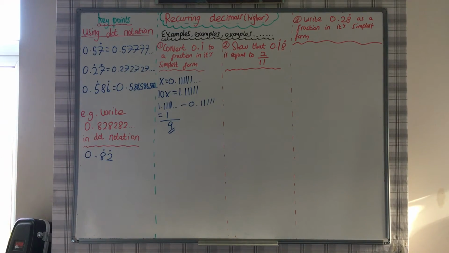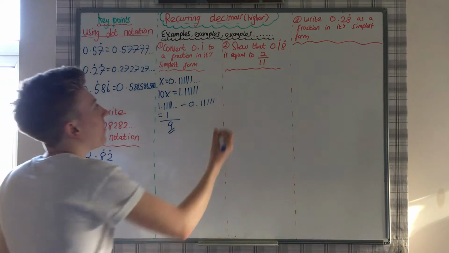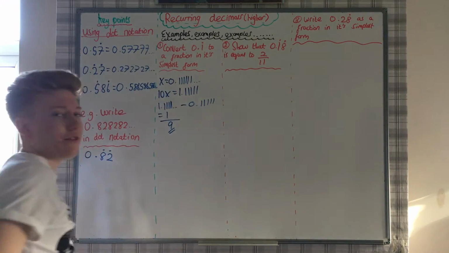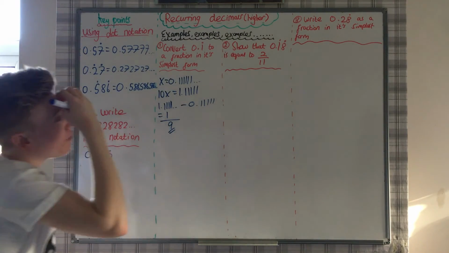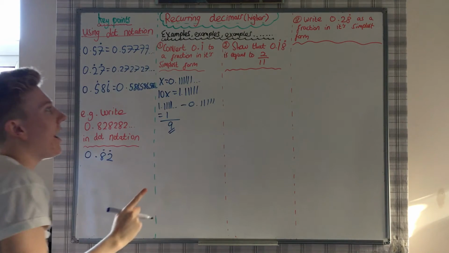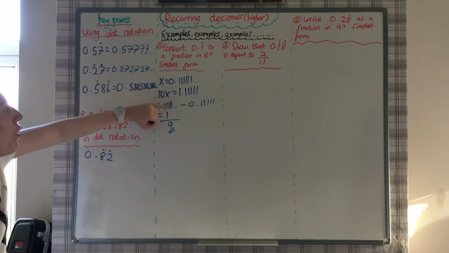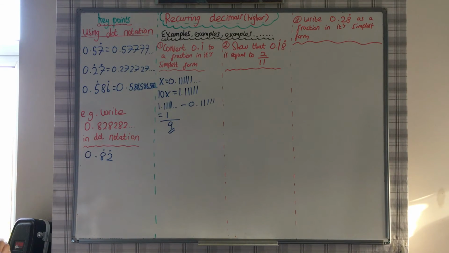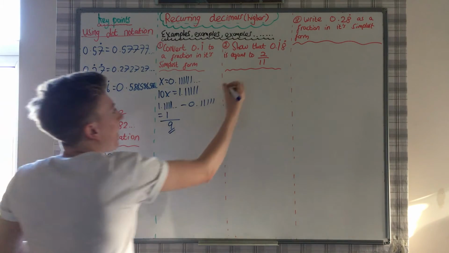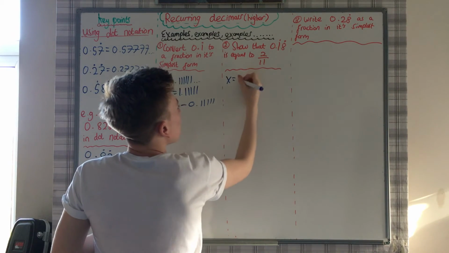So just to show you how that works with this one, show that 0.1 recurring 8 recurring is equal to 2 divided by 11. So again, we turn this into a value first of all. Well, here we've got 2 recurring values, so what we're going to have to do is multiply by 100 to get 100x, to get rid of this recurring decimal.